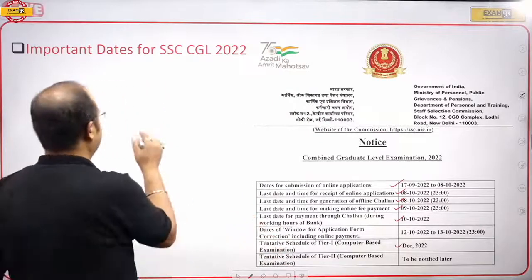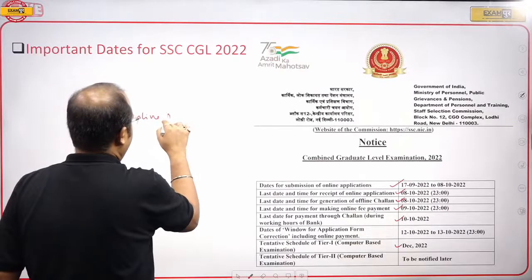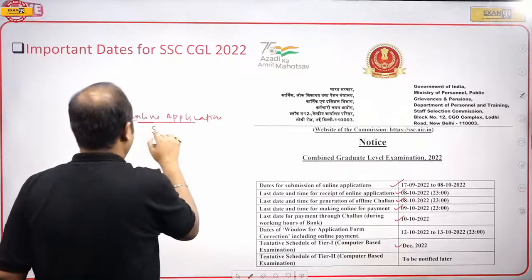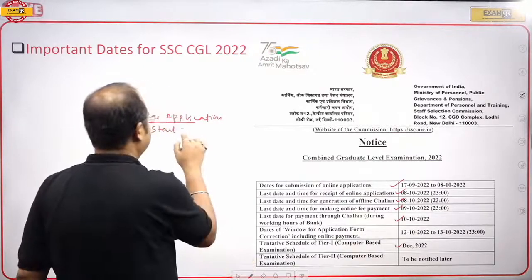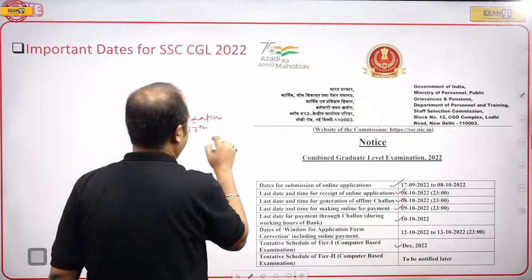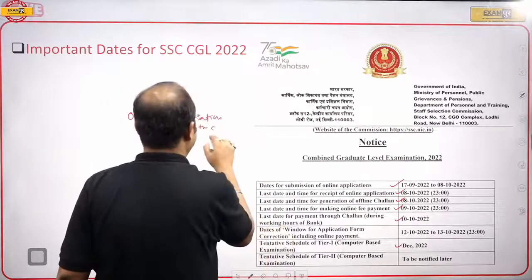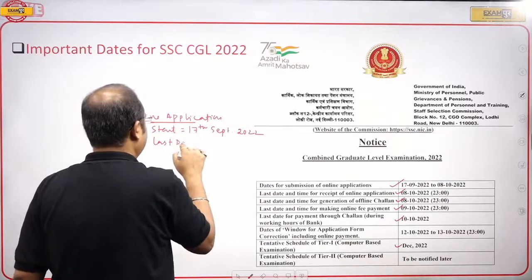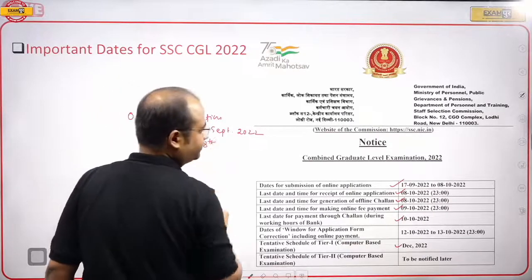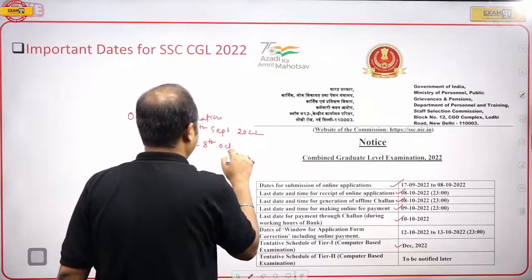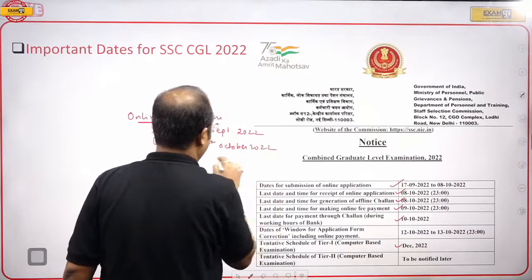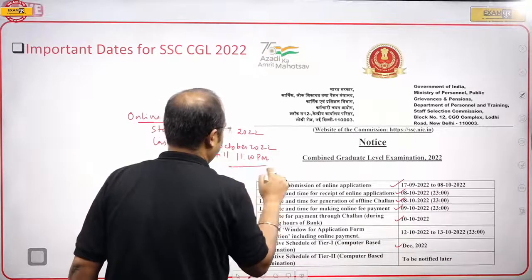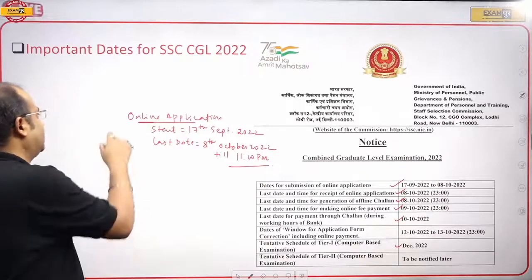So the application form will start from 17th of September 2022, and the last date will be 8th of October 2022 till 11 p.m. So that is the date of the online application.